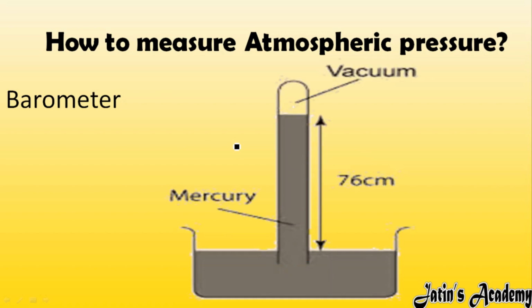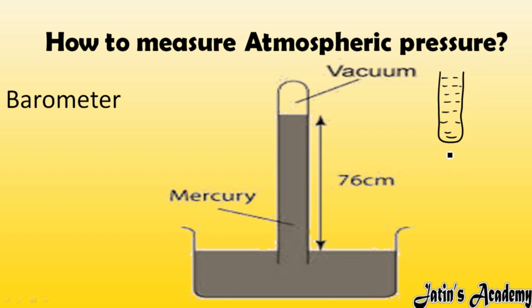In a barometer, we are using mercury. So, how to use this barometer? See carefully. Actually, in a barometer, we are using two instruments. First, we have a tube, and second, we have this trough or beaker, you can say. Firstly, what you have to do? You have to take one test tube and fill it with mercury.